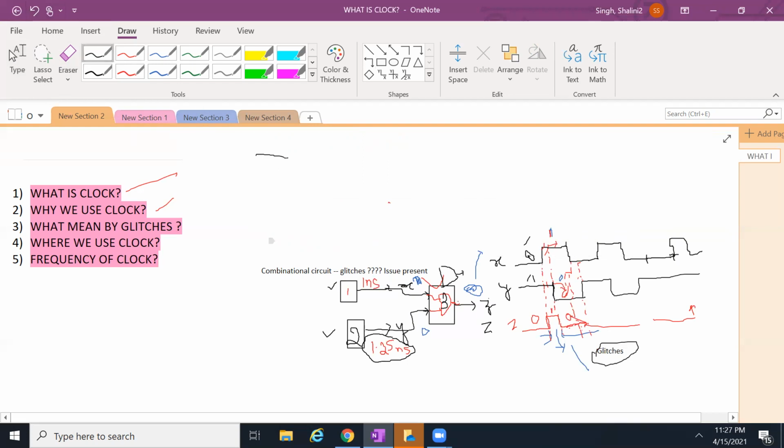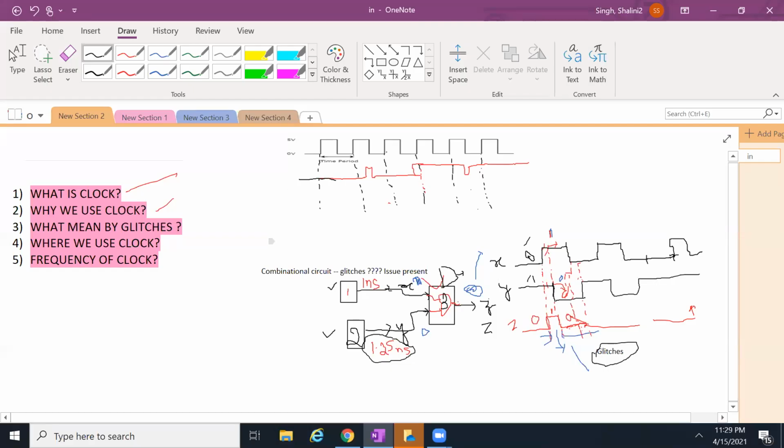Suppose we have an input. Suppose I am taking some different output. Okay. This is my clock. I already made the clock diagram. And this is our output. Suppose I am taking this out, our output looks something like that. Okay. So we can see we have some glitches present here, like that. If you see here we have some glitches. At this point also we have some glitches.